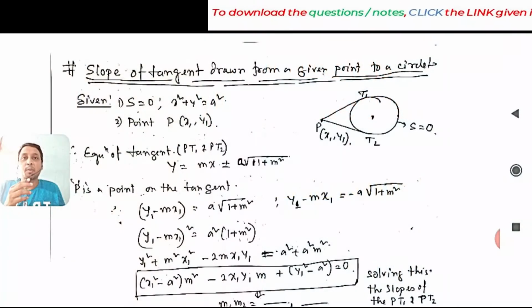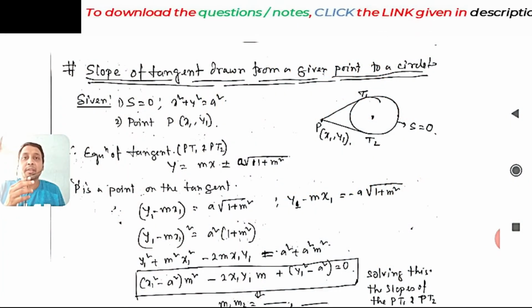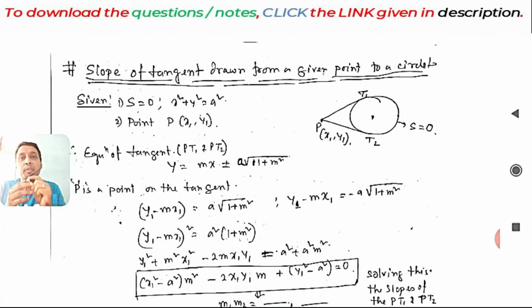Okay students, welcome you all to this new lecture in circles. Today we will see how to find the slope of a tangent that can be drawn from a point external to the circle. From a point outside, you are drawing the tangents and you want to find the slopes of these tangents. So okay, then let's see this.